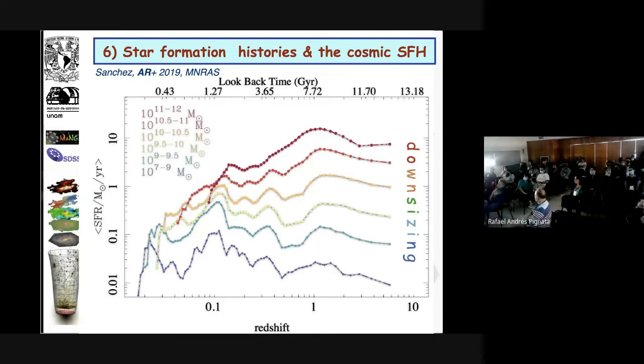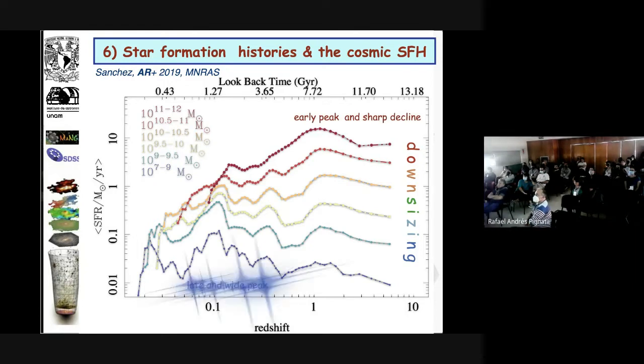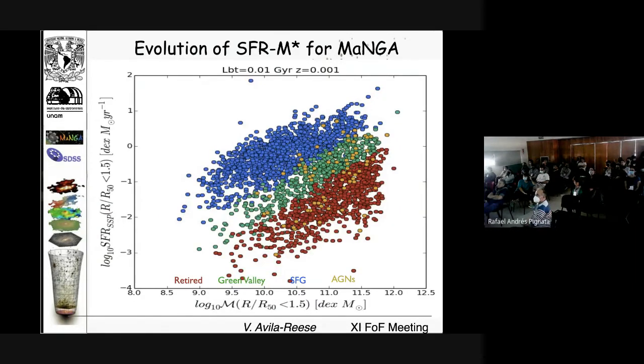For example, for different masses, in this plot we are showing the star formation histories. Very massive galaxies have a peak at redshift 1 and then decrease, quenching. And low-mass galaxies, the blue one here, are even increasing their star formation history. These are inferences from these stellar population models. And we have this very nice plot, the star formation rate versus stellar mass plot.